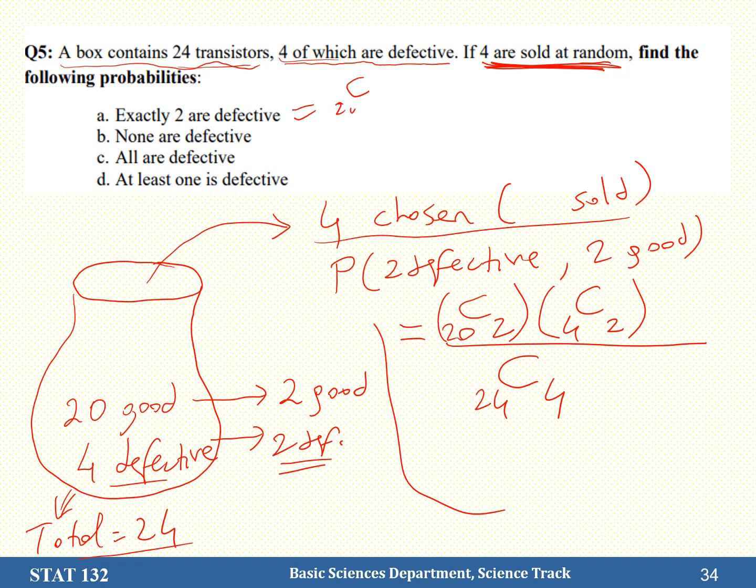It will be C20 choose 2 times C4 choose 2, divided by 24 choose 4.